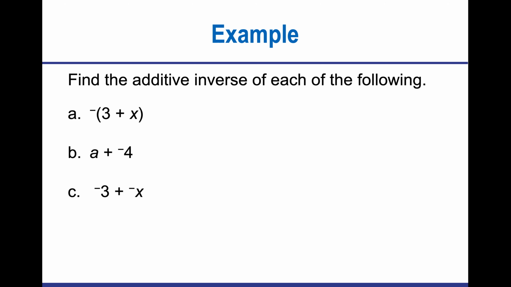So if I'm trying to find the additive inverse of each of the following, I have to do the opposite of them. So the opposite of -3 plus x is simply changing the sign to positive and keeping that 3 plus x. In part B, I want to take the opposite of each term. So positive a becomes -a, -4 becomes +4. In C, I have the same scenario where I have -3 plus -x. I'm going to take the opposites of those values, and I get 3 plus +x.